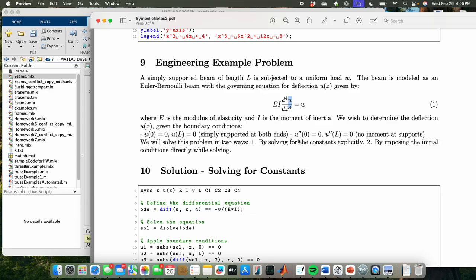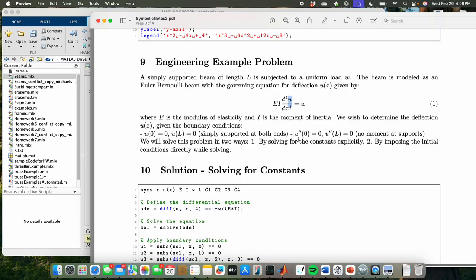We don't solve for X, we solve for U as a function of X. So what function of U, if I take the fourth derivative of it and multiply by EI, gives me W? That's what we're after. Afterwards, when we solve for U, you should be able to take the fourth derivative of it and then multiply by EI, and it should return to you W. That's the idea.